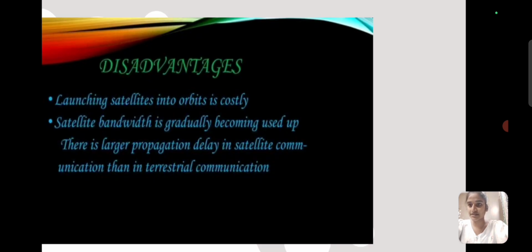Now, disadvantages. Launching satellites into orbit is costly. Satellite bandwidth is gradually becoming used up. There is larger propagation delay in satellite communication than in terrestrial communication.